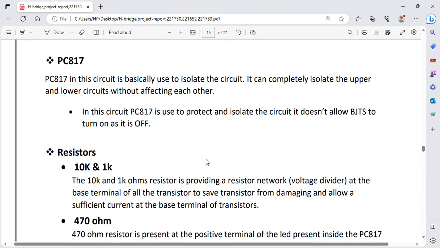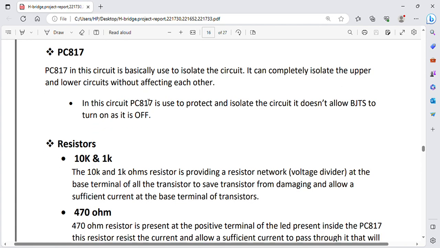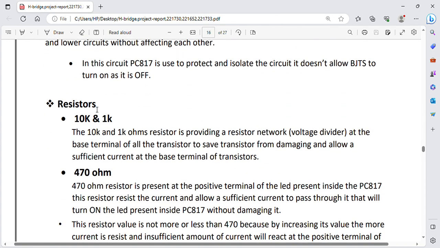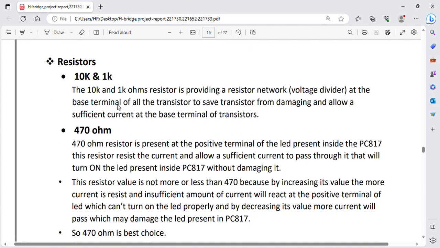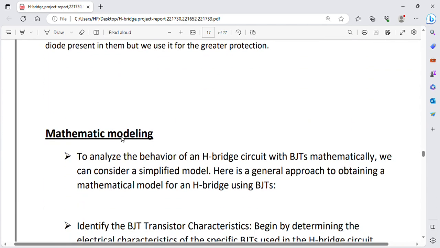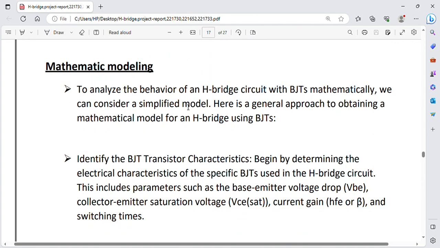Moving next again towards the components, here we have explained briefly how these components play a role in our circuit. Here we have discussed the PC817, also the resistors and diodes. Moving next towards the mathematical modeling.